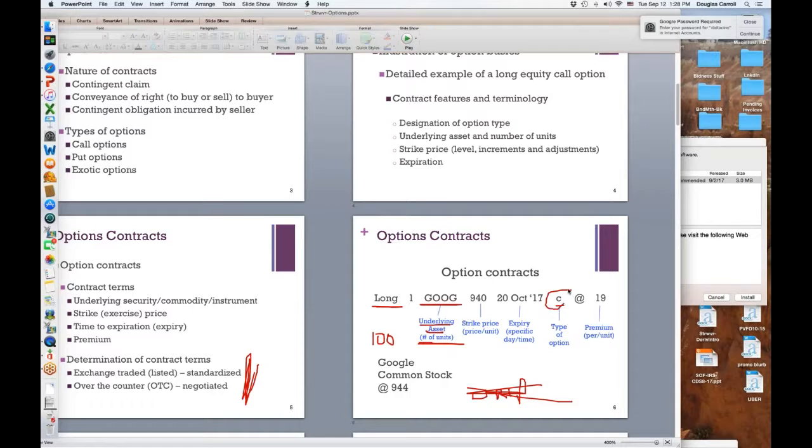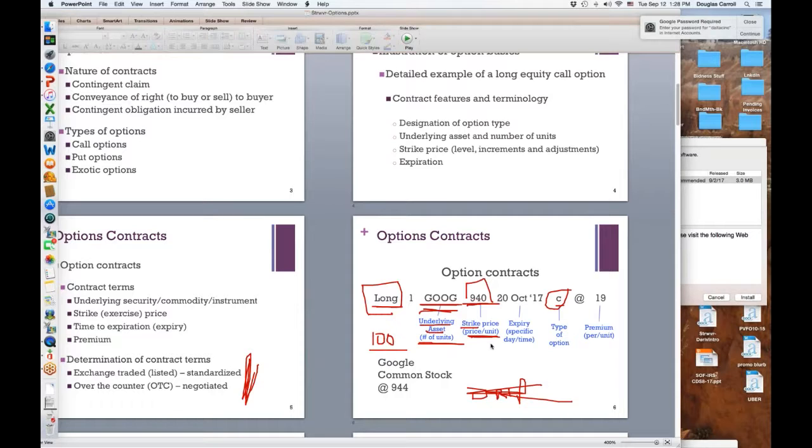So since this is a call option on Google shares, the owner of the call, the long, has the right to buy 100 shares of Google common stock, since we're assuming this is an exchange-traded or listed option. The price at which the owner of the call has the right to buy those shares is what's known as the strike price, also the exercise price. In this example, that's $940 per share.